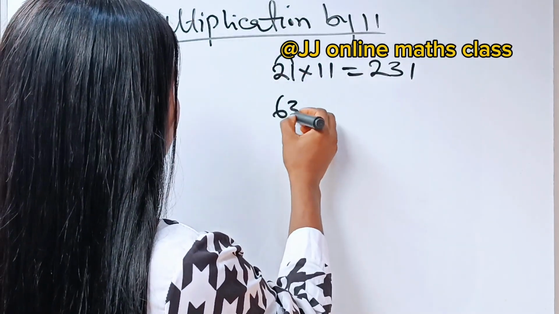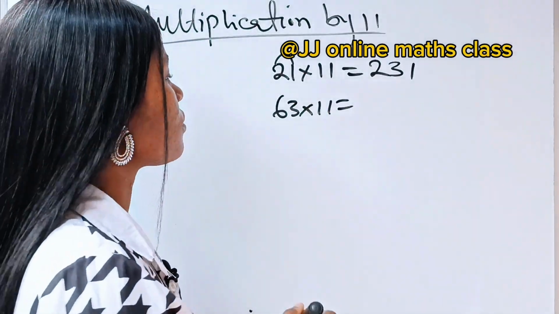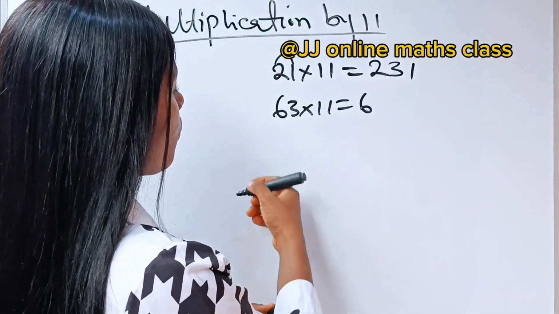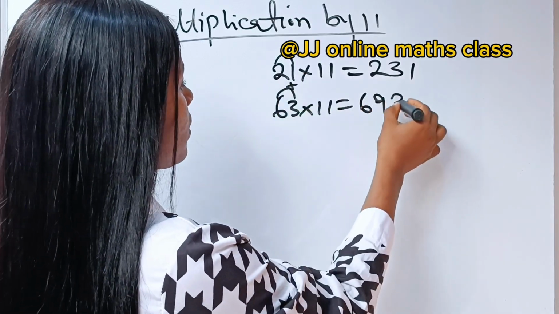Alright, what if you have 63 times 11? Same method. You write your 6. 6 plus 3 is 9. You repeat the last number.